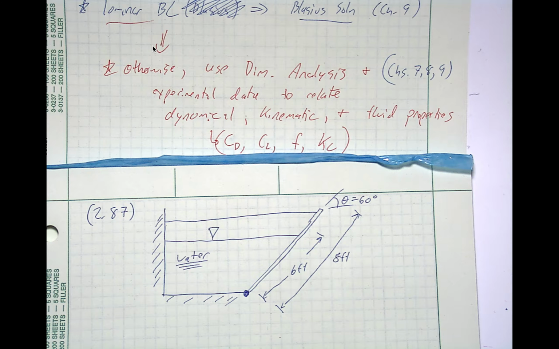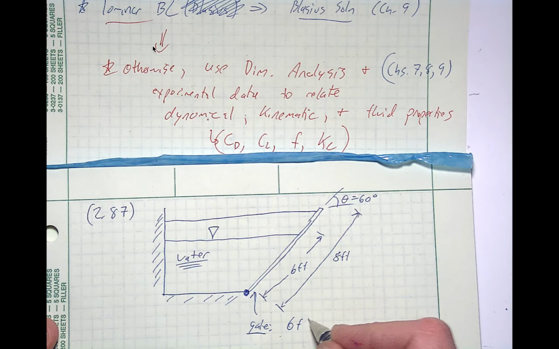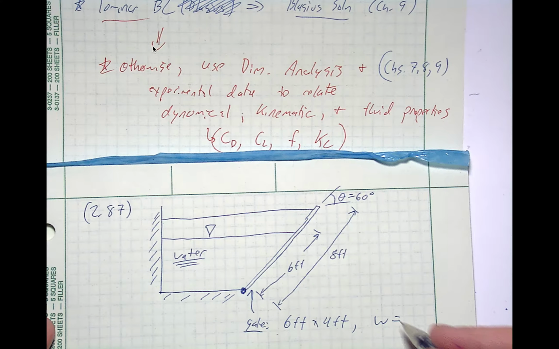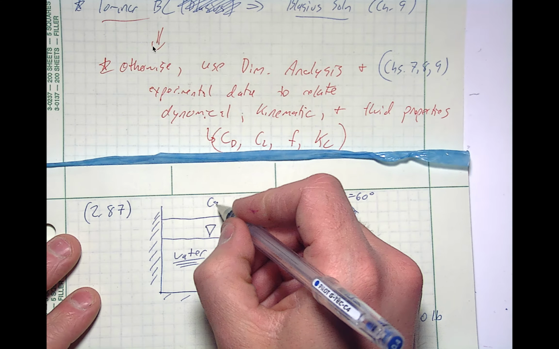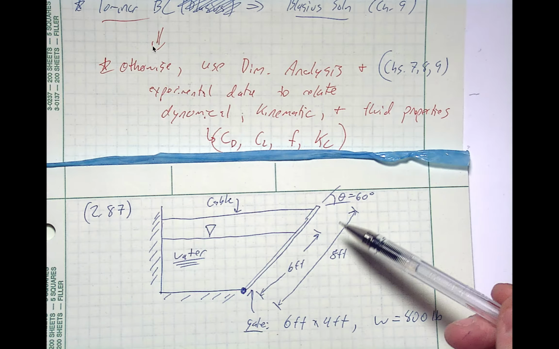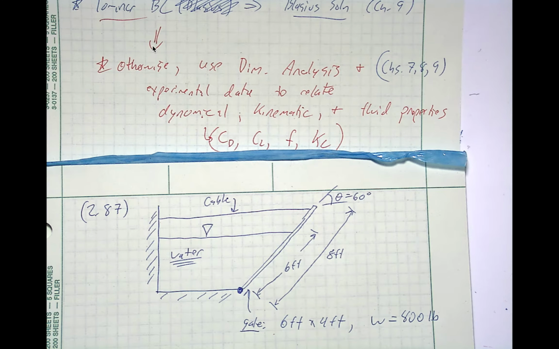We have an 8-foot long gate. It's 6 feet long by 4 feet into the page with a weight of 800 pounds. And there's a cable up here that holds it like that. For the current setup, the angle is 60 degrees. Obviously, if the cable gets more tension, that angle will change. But for this configuration right now, the question is, what is the tension in the cable?